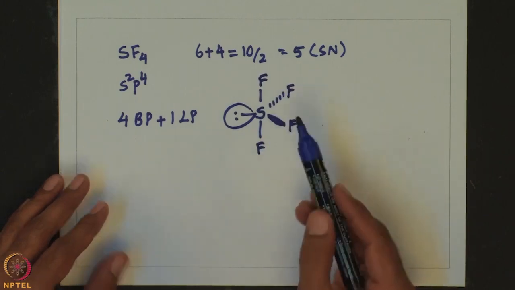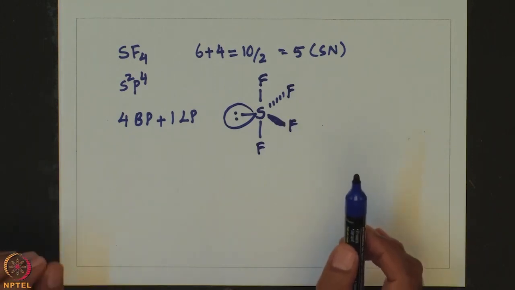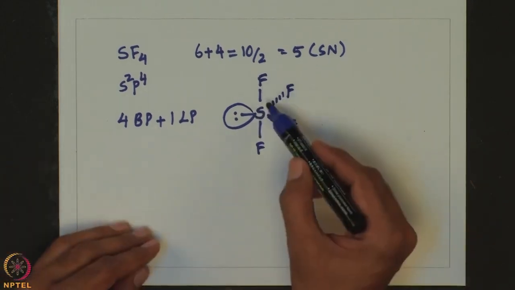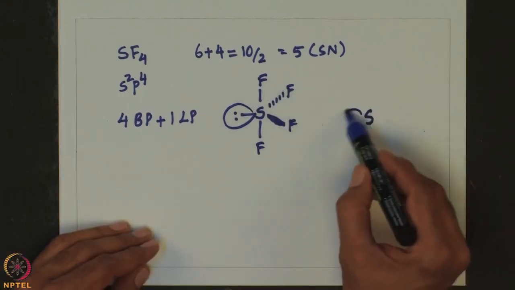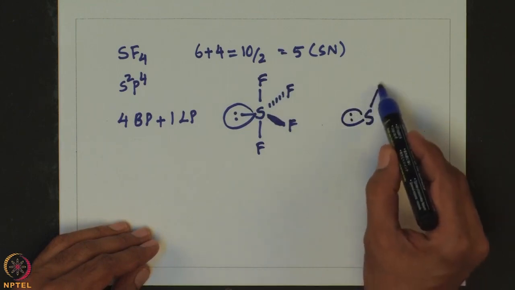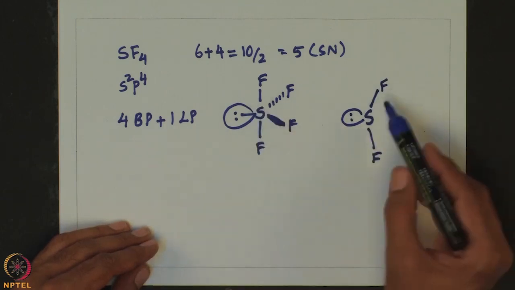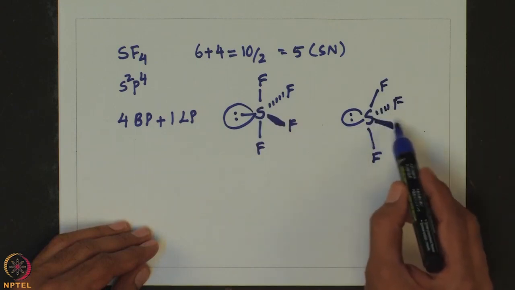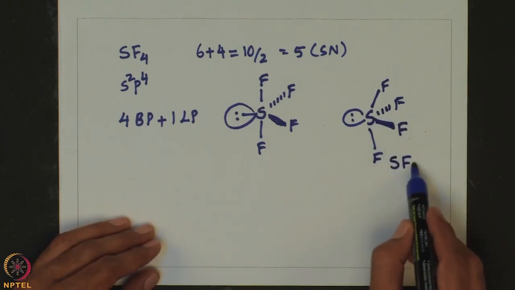So this one appears like a seesaw. That's the reason the shape of SF4 is always recognized as having a seesaw structure. Of course, it is not exactly a seesaw structure. Essentially, they are a little bit bent to give more space for these lone pairs. These are a little bit bent away from their mean position. This is the actual structure of SF4 molecule.